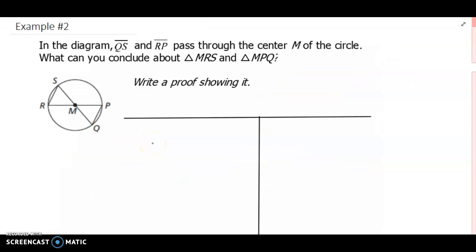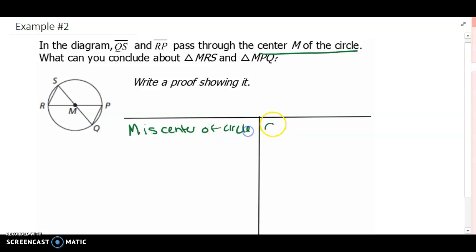All right, let's look at this proof here. So it says in the diagram, QS and RP pass through the center M of the circle. So we know that M is the center of the circle. That's what's given to us. Okay, we want to conclude that these two triangles are congruent. All right, well, let's look at this.